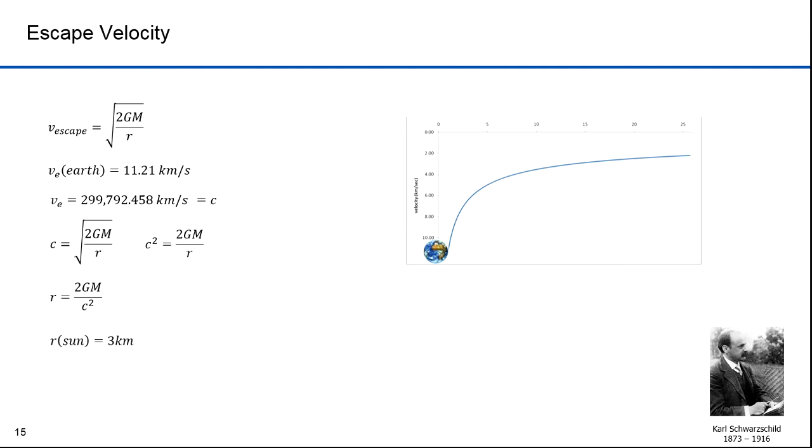If we consider the mass of the sun, the radius would be 3 kilometers. If we were to compress the mass of the sun into a sphere that was 3 kilometers, then the escape velocity at the surface would be c, the speed of light. Here's what we get for the Earth mass. If we were to compress an Earth mass into a sphere with a 9 millimeter radius, then the escape velocity would be c, the speed of light.